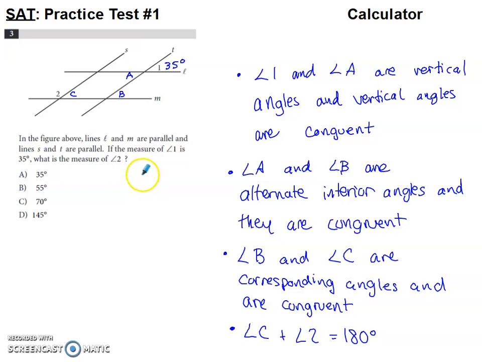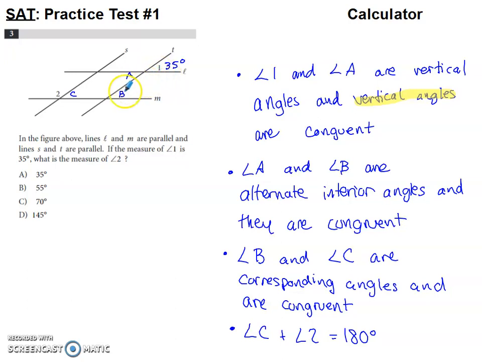So the first thing that I did is I labeled angle A right here, and I realized that angle A and angle 1 are on opposite sides of intersecting lines, and when angles are on opposite sides of intersecting lines, we call those vertical angles, and vertical angles are congruent. So angle A is going to measure 35 degrees just like angle 1 does.